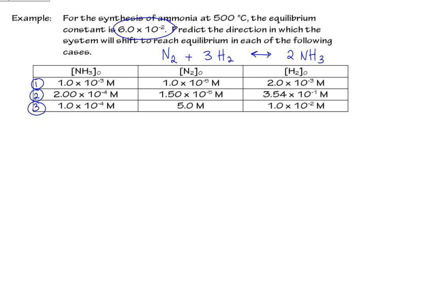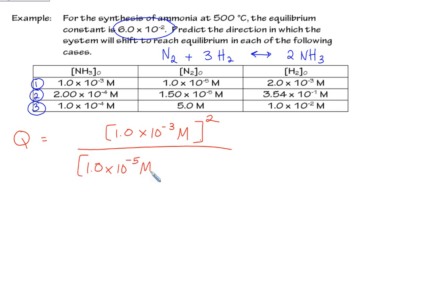Let's do trial 1. I'll call this Q1. Products over reactants. Products, 1.0 times 10 to the negative third. That's my product, the ammonia. And we're going to square that. All over reactants. My nitrogen is 1.0 times 10 to the negative fifth, that's to the first. And my hydrogen is 2.0 times 10 to the negative third, and that's getting cubed.